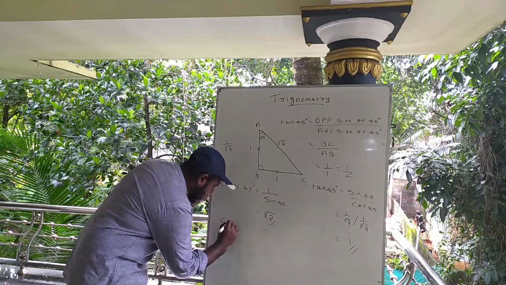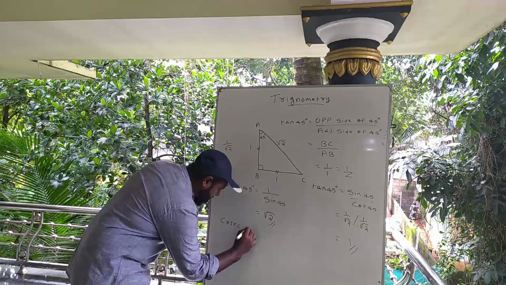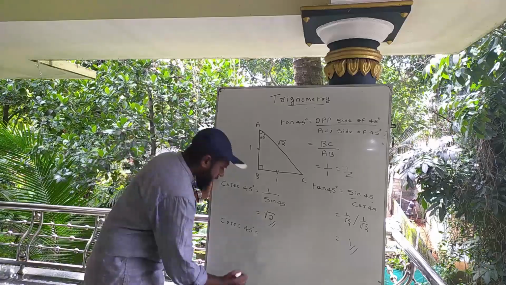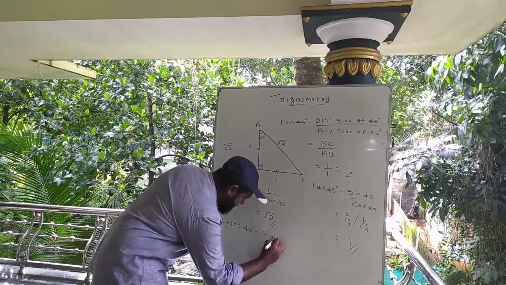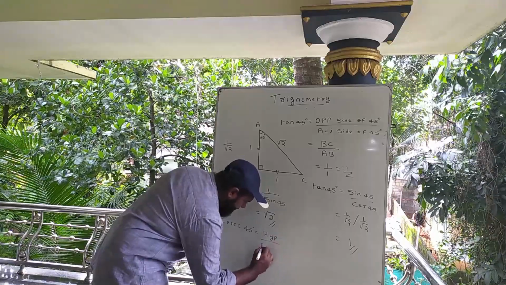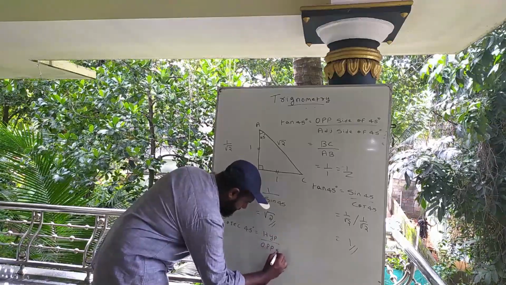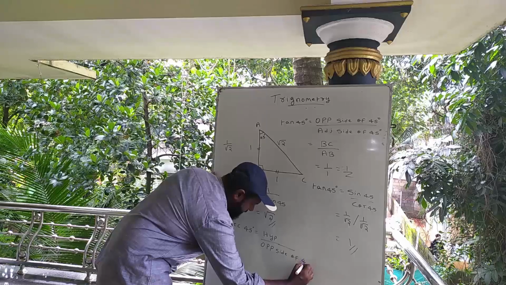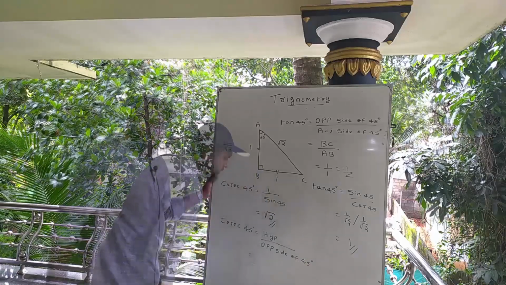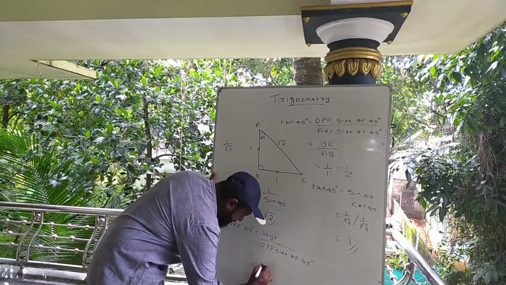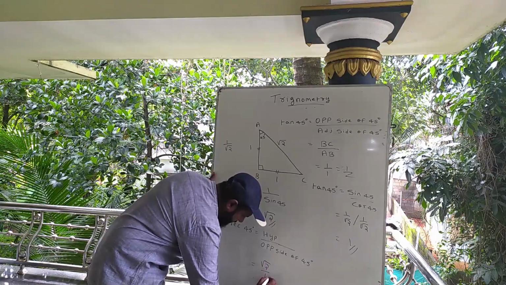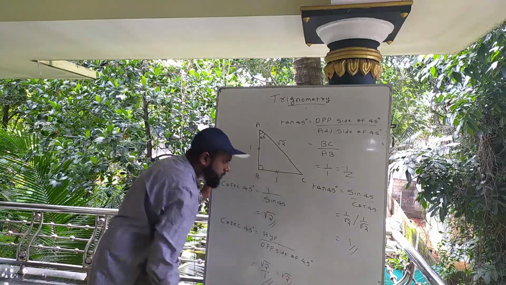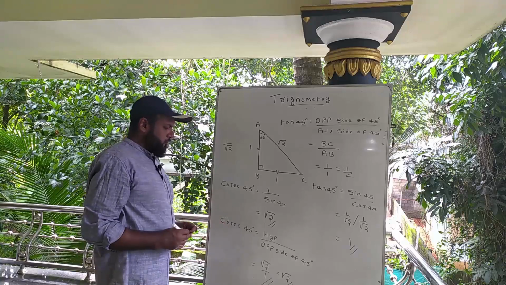Or we can find cosec 45 in another way. Cosec 45 equal to hypotenuse by opposite side of 45 degree. Here the hypotenuse is root 2, the opposite side is 1. So, root 2 by 1 equal to root 2. Cosec 45 equal to root 2.